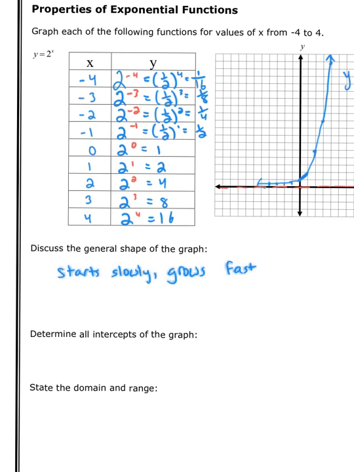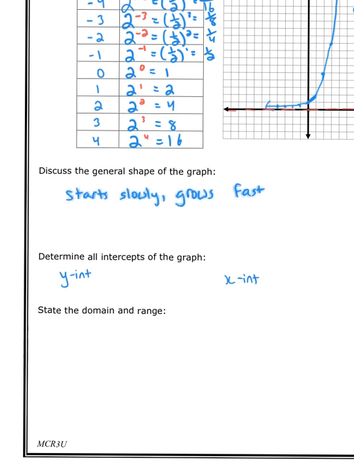So some features that you need to recognize. Discuss the general shape of the graph. As you move from left to right, the graph starts slowly and then it grows very fast. So looking at the intercepts, the y-intercept, there is one here at 0, 1. And x-intercept, there are no x-intercepts because that is where the asymptote is. Now this is just for a general exponential function. This is without any transformations, as the x and y intercepts could change based on the transformations.